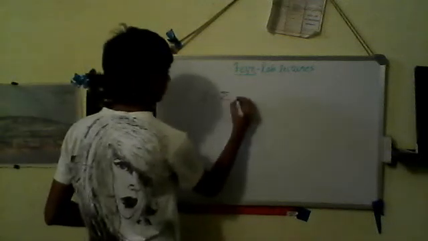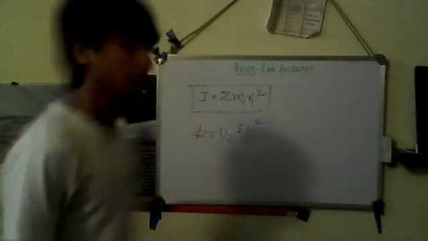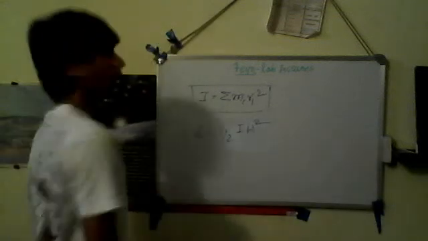So I is equal to sigma m_i r_i squared. Right? So that is the moment of inertia formula. So K is nothing but half I omega squared. So from half mv squared we arrive at half I omega squared.